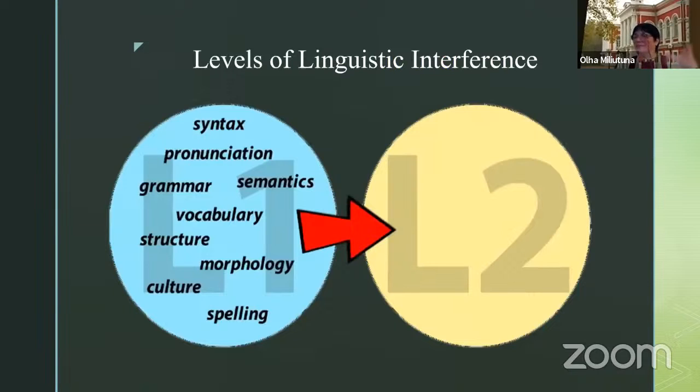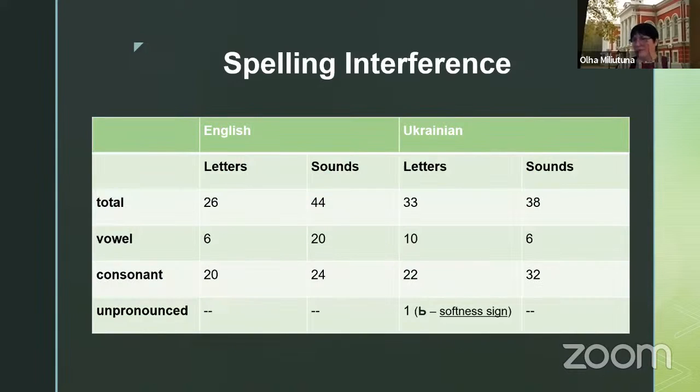Well, levels of linguistic interference. As you see, linguistic interference can be observed at absolutely all language levels. It may be syntax, pronunciation, grammar, semantics, vocabulary, structure, morphology, culture, spelling, and it takes also many forms. We'll characterize some of them now.